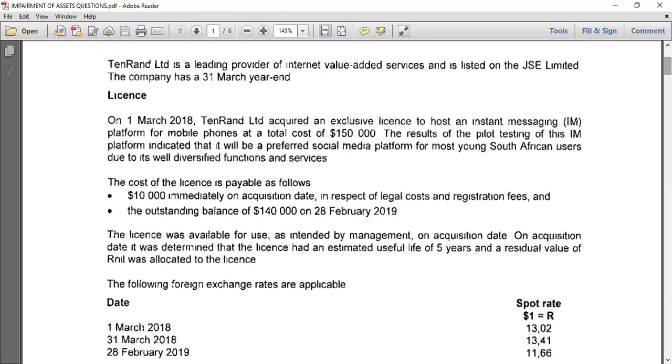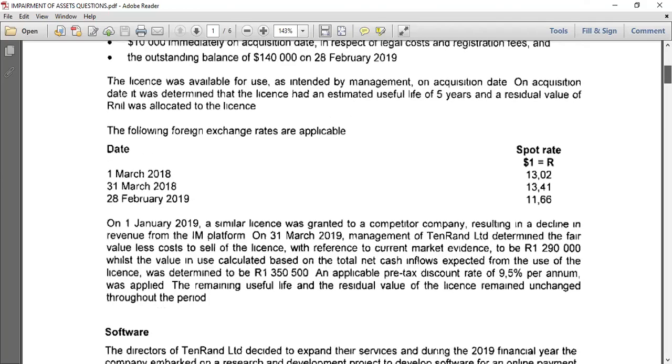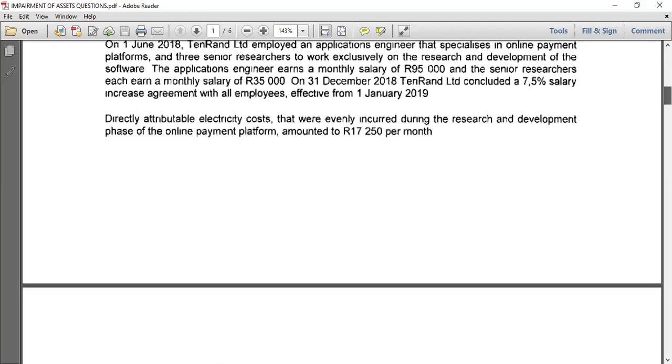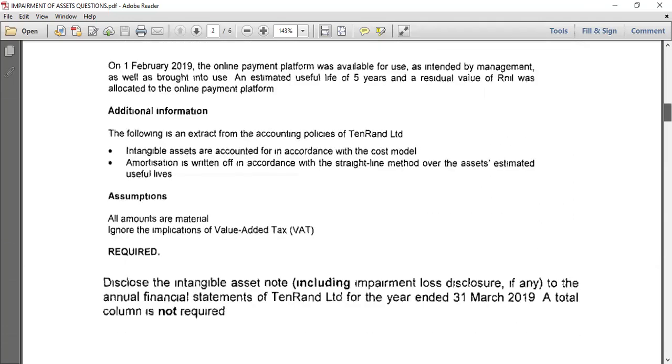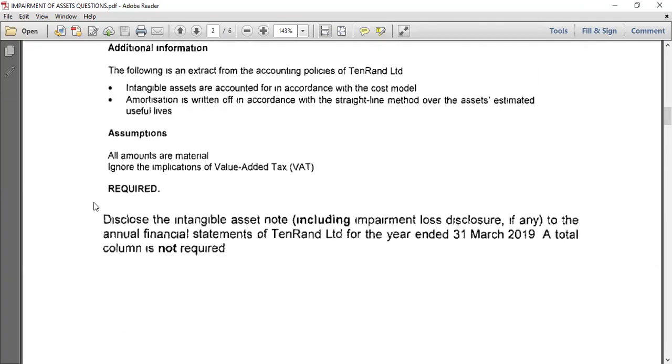Right. 10 Rand Limited is a leading provider of internet value-added services and is listed on the JSE Limited. The company has a 31 March year end. I'm only going to deal with the, it says disclose the intangible asset note, including impairment loss disclosure, if any, to the annual financial statements of 10 Rand Limited for the year ended 31 March 2019. A total column is not required.